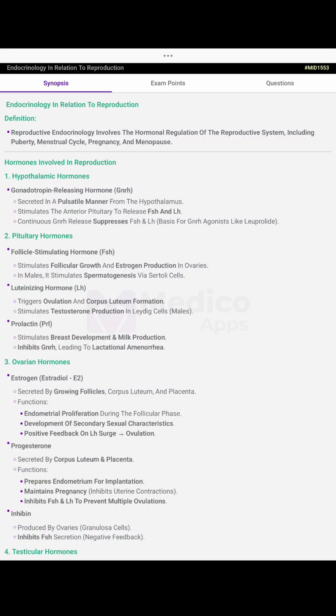Endocrinology in relation to reproduction. Reproductive endocrinology involves the hormonal regulation of the reproductive system, including puberty, menstrual cycle, pregnancy, and menopause.